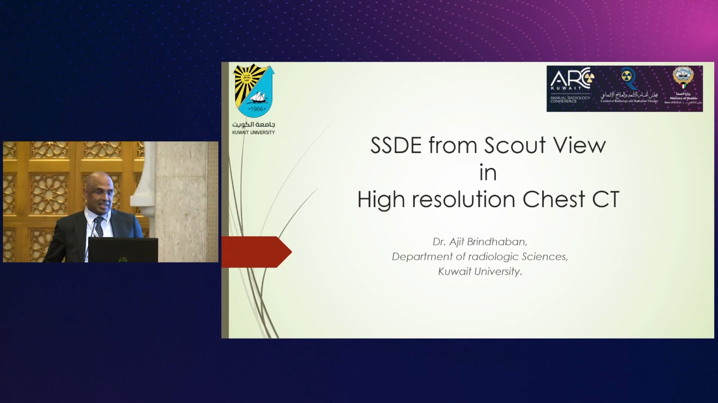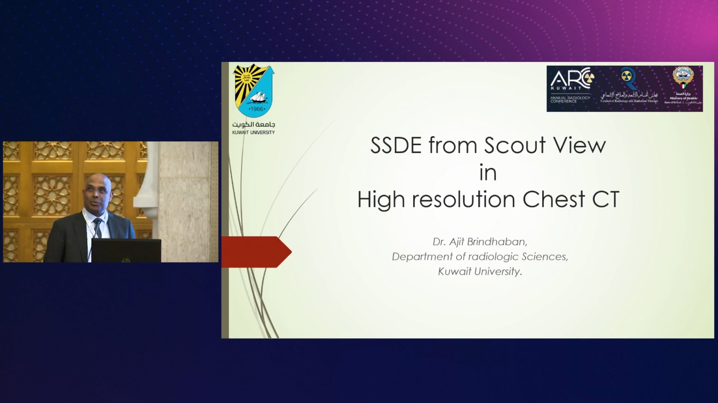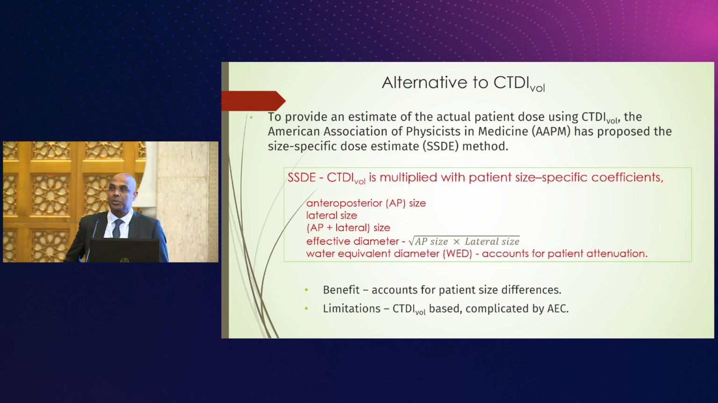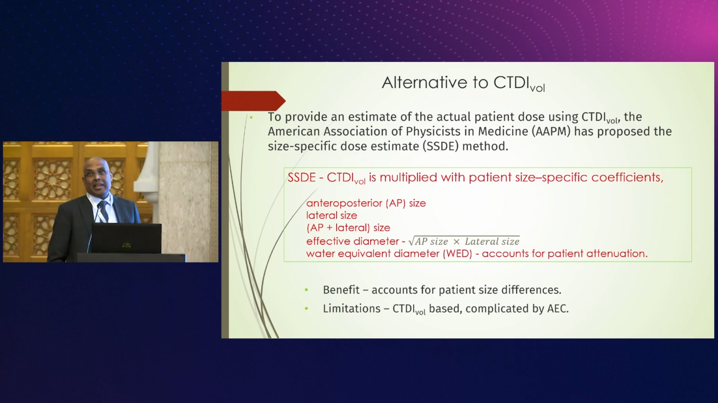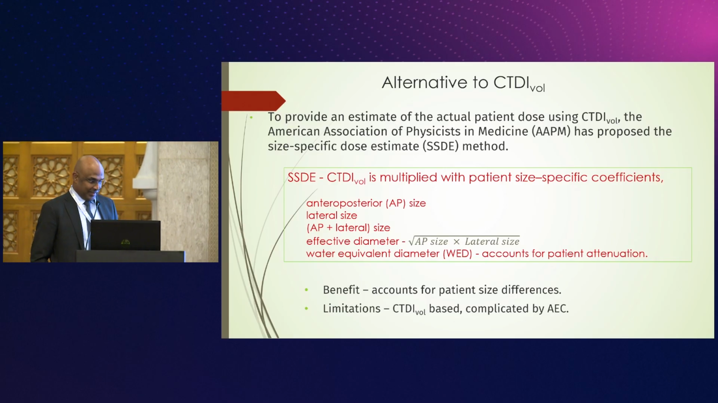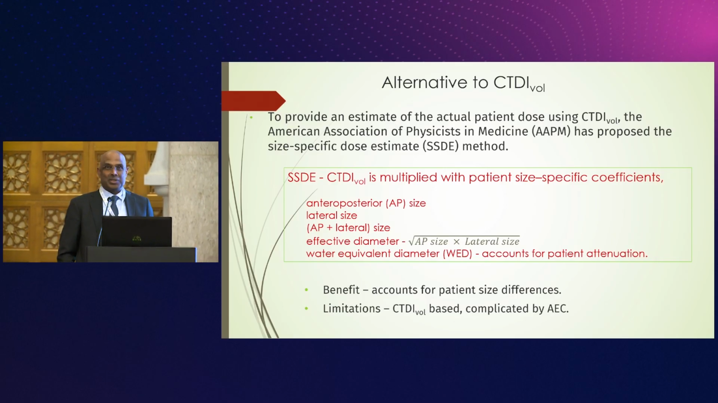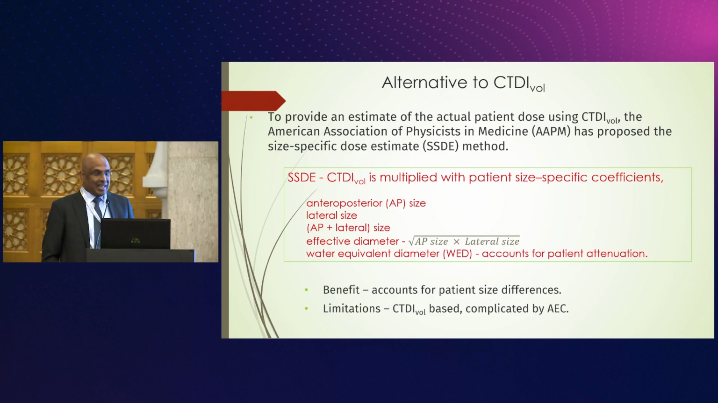So the title for this one is size-specific dose estimates from Scout View in high-resolution chest CT. In the last session, we talked about why we need an alternative to CTDI volume and how we can manage or assess individual patient doses. The AAPM recommendation is the size-specific dose estimate, as it is currently used.